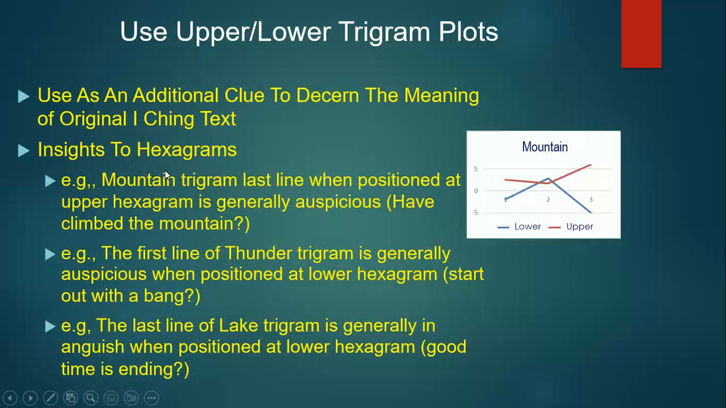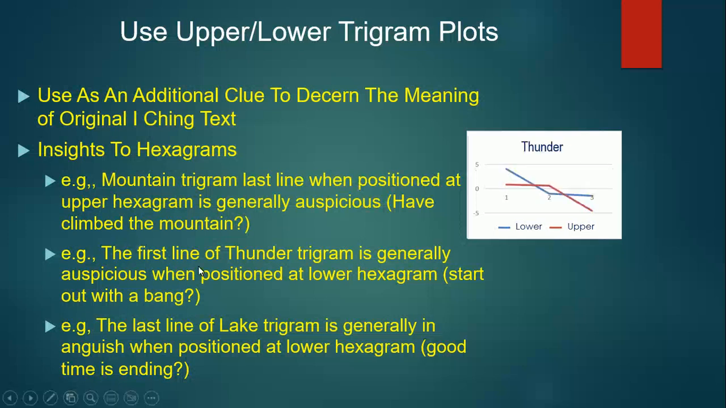For example, if we have a mountain trigram, the last line, when positioned at the upper hexagram, is generally auspicious. So that's what we mean here. See the upper behavior of the mountain trigram, it pitches up to the auspicious area. What does that mean? Does it mean that the subject is experiencing having conquered the mountain? Now the subject is at the mountaintop, so he feels very auspicious. Well, that's for you to consider.